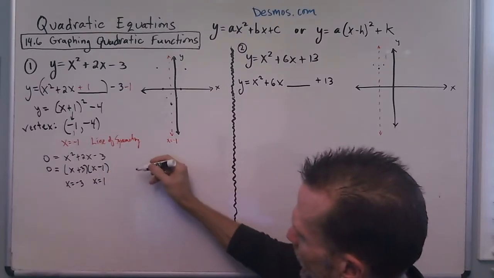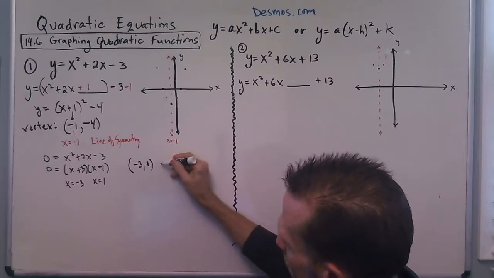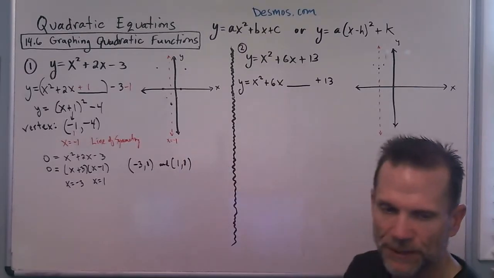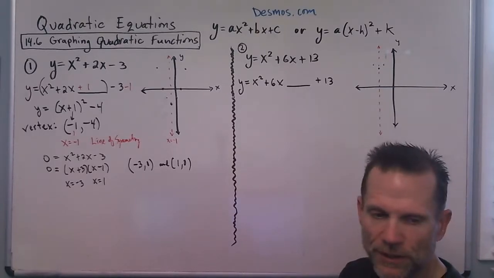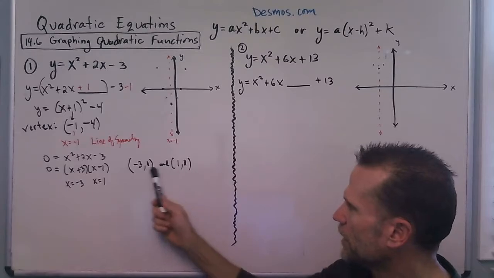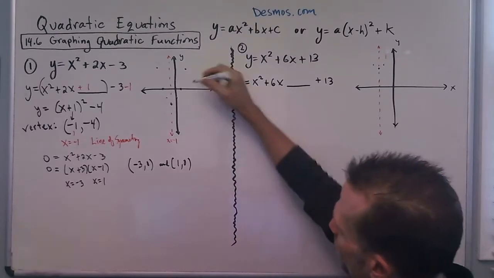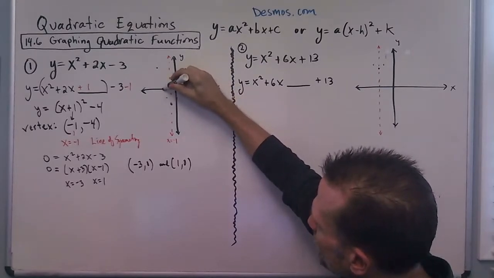So what I get here are 2 points. I get -3, 0, and 1, 0. And those are sometimes called the x-intercepts, or the zeros of the function. So we let y equal 0 to do that. I've already plotted those. I have 1, 0 plotted, and then I have -3, 0 plotted.